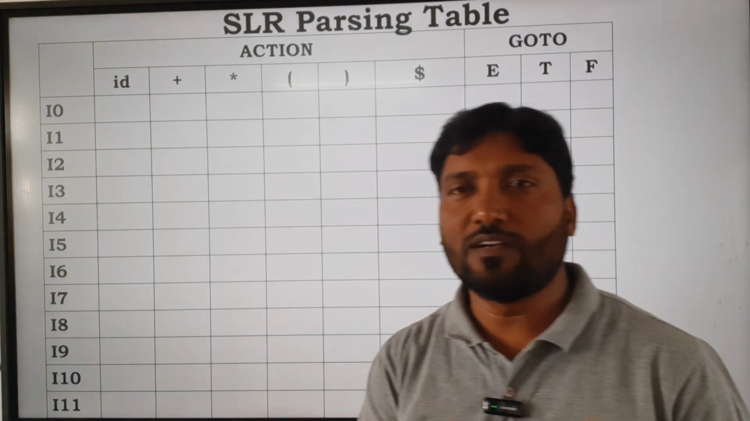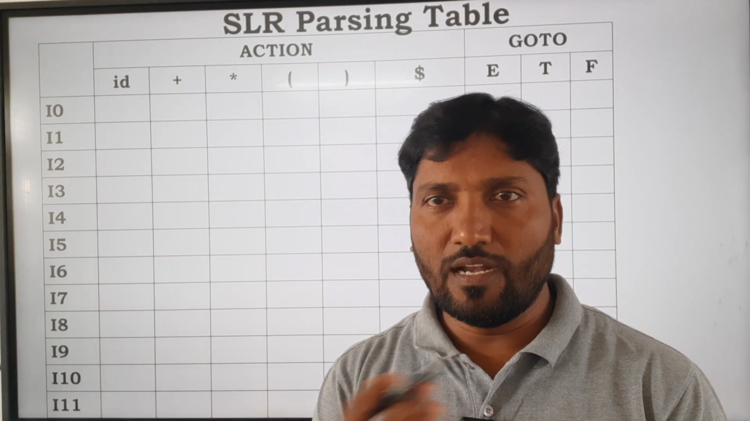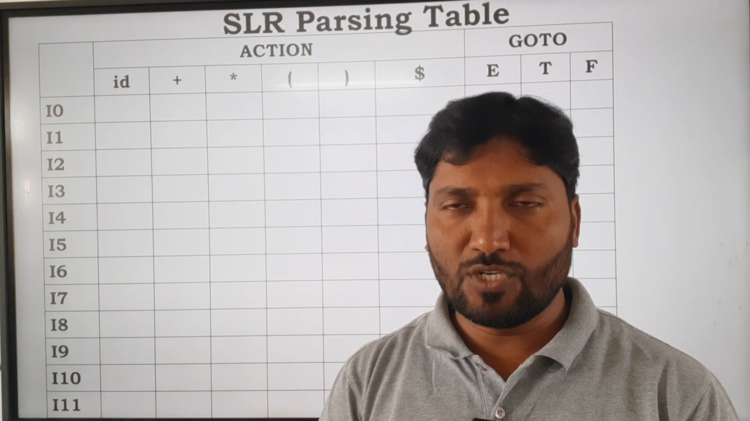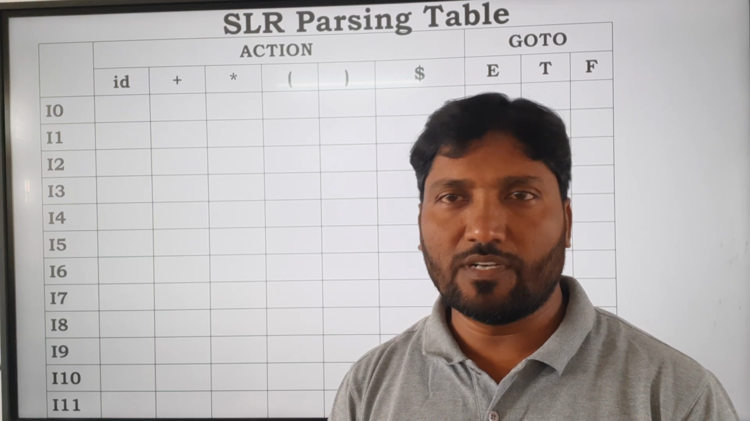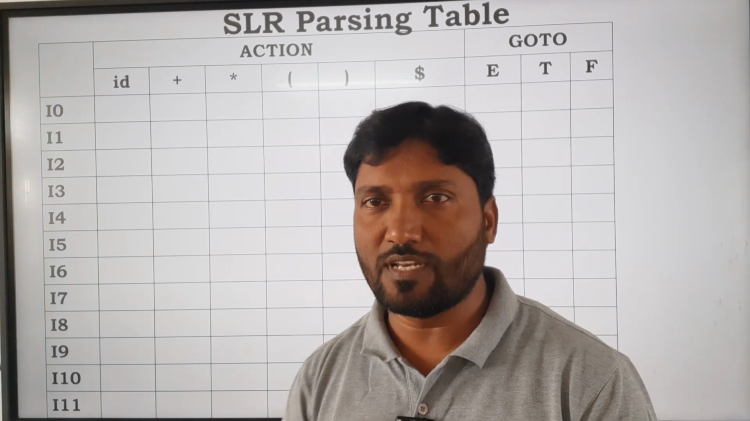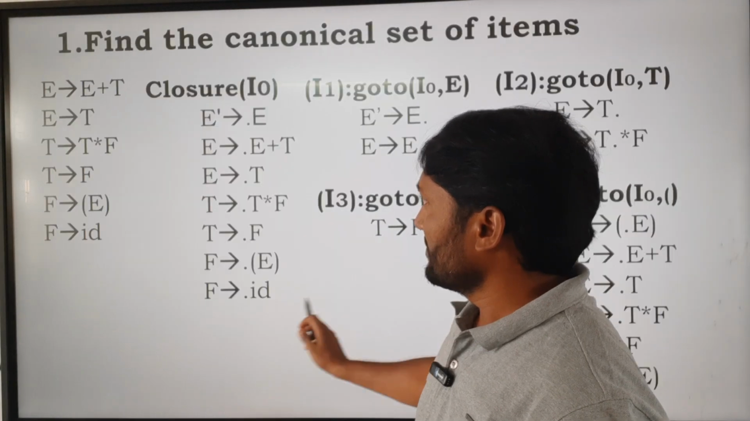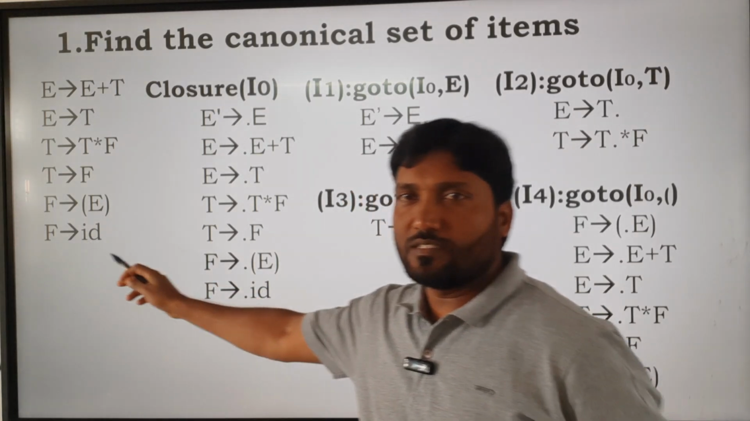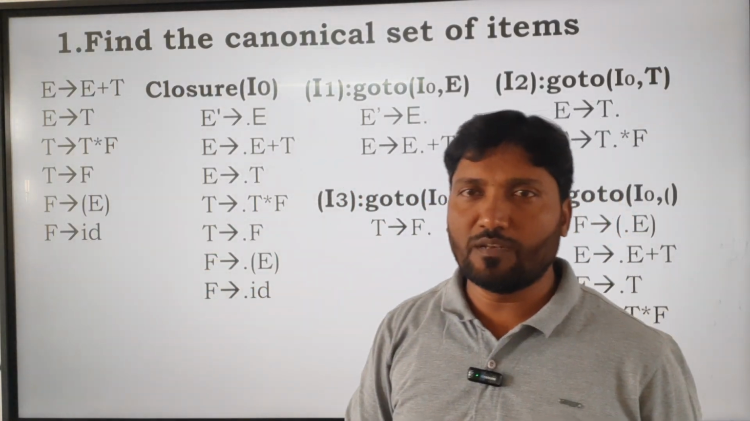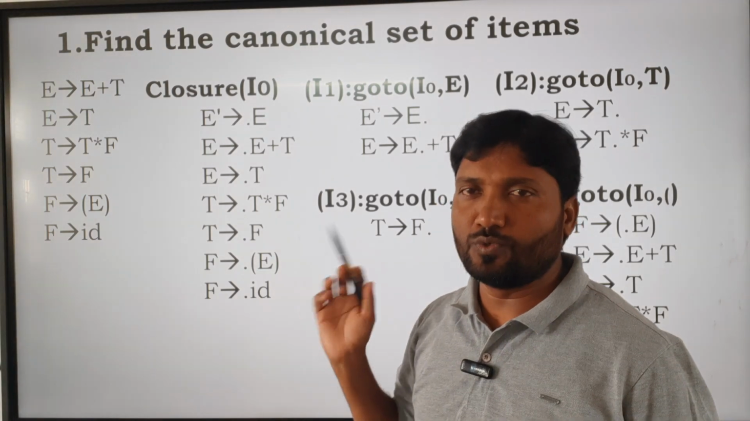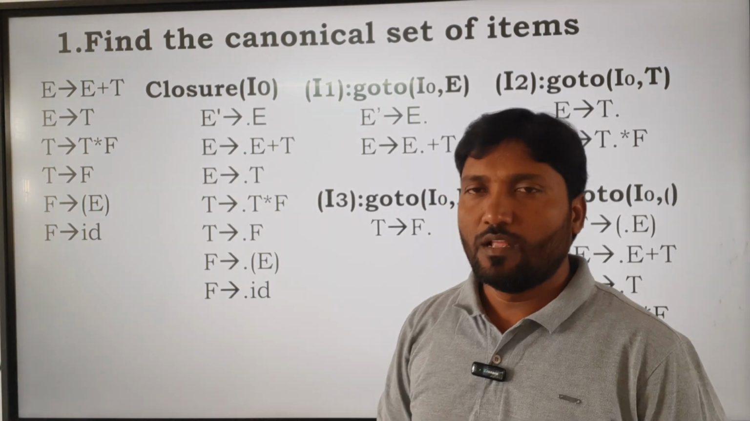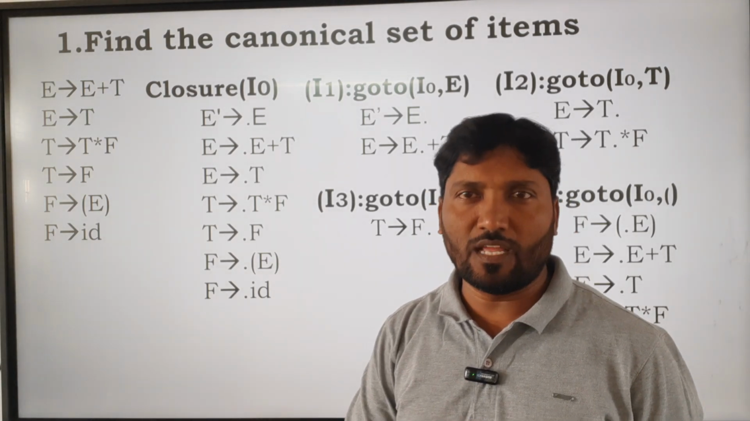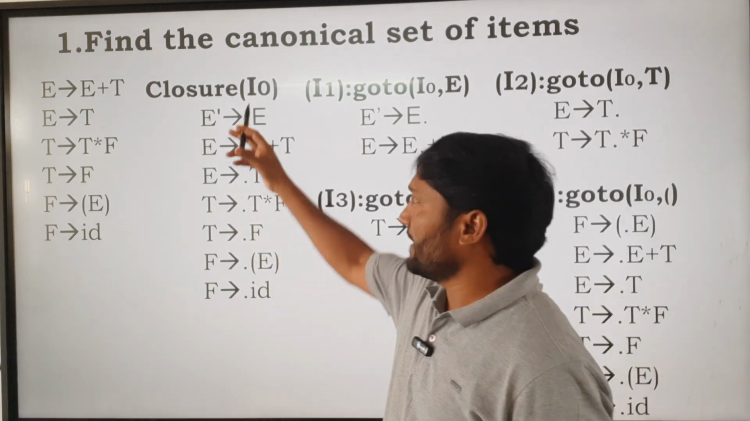Now, first of all, try to understand how to fill the shift function. Totally there are 0 to 11 canonical sets of items generated for the given context-free grammar. So, that is this one. This is the given context-free grammar, and in it, 11 items can be generated: 0, 1, 2, 3, 4 up to 11. Now, to fill the shift function in the action table, take I0.